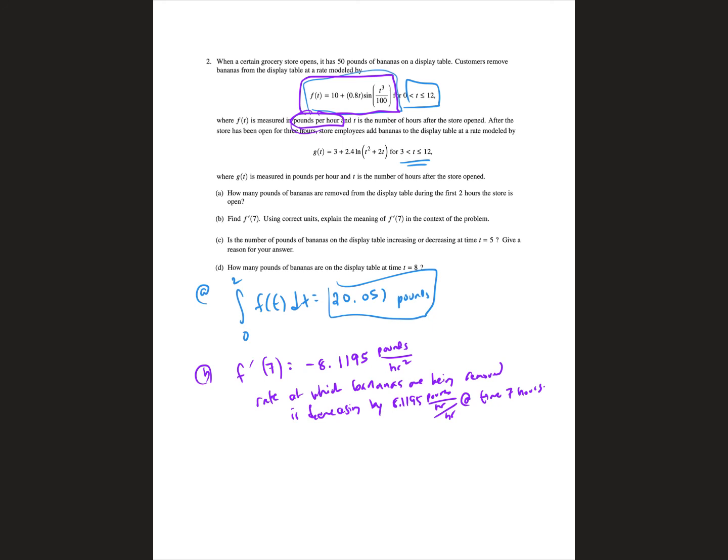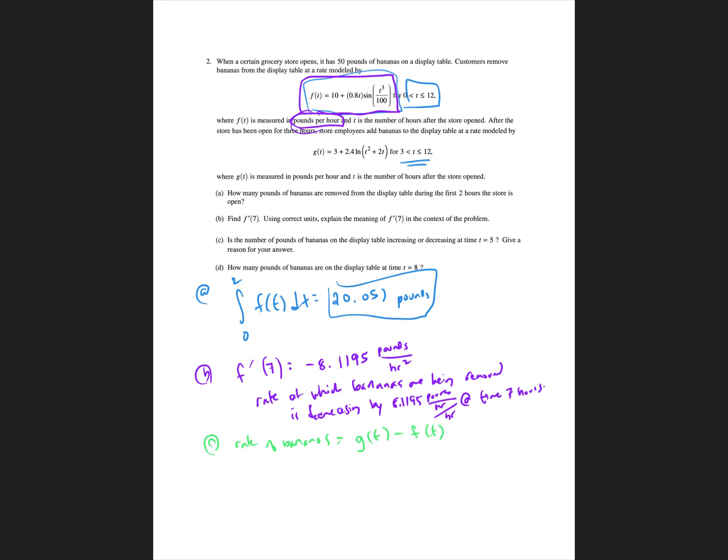Cool. So part C, is the number of pounds of bananas on the display table increasing or decreasing? Give a reason for your answer. So remember, the total rate of bananas is going to be the rate of stuff being removed and the rate of stuff being put on. Now the employees are putting bananas back on, right? So theirs is G of T. That's going to be the positive rate because they're increasing the number of bananas. F of T is the rate of customers pulling bananas off the table. So that's going to be the negative one.